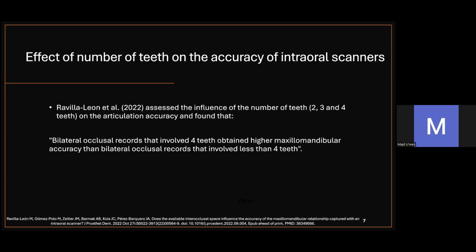Now, regarding the effects of the number of teeth on the accuracy of intraoral scanners, Revilla-León and colleagues in 2022 assessed the influence of the number of teeth, 2, 3, or 4 teeth, on the articulation accuracy, and found that bilateral occlusal records that involve 4 teeth obtain higher maxillomandibular accuracy than bilateral occlusal records that involve fewer than 4 teeth. In other words, when possible, they recommend including at least 4 teeth on the bilateral occlusal record captured by the intraoral scanner.